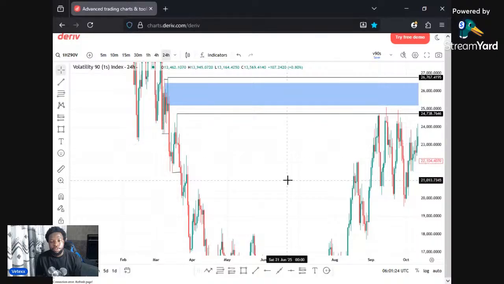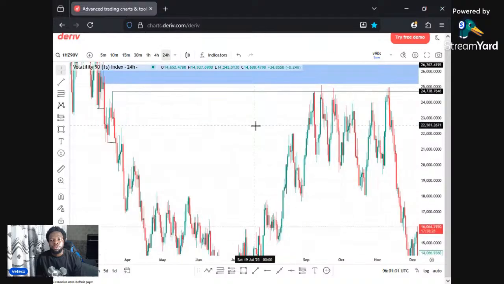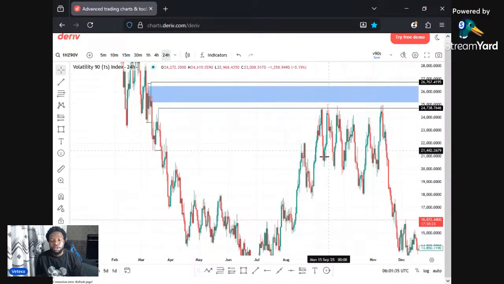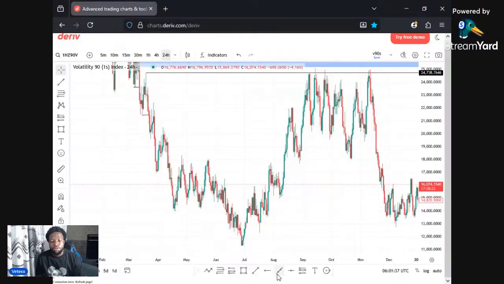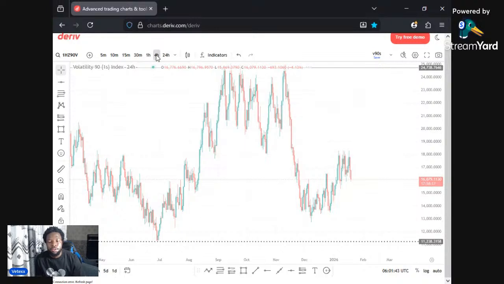So price will tap into this structural liquidity. Once price takes out the structural liquidity, it starts selling to the opposite direction. This is on the 24-hour time frame. So now we know that this is the starting point and this is the finish point on the 24-hour time frame. The next thing for us to do is go to the 4-hour time frame and see if there's any continuation on the 4-hour time frame.